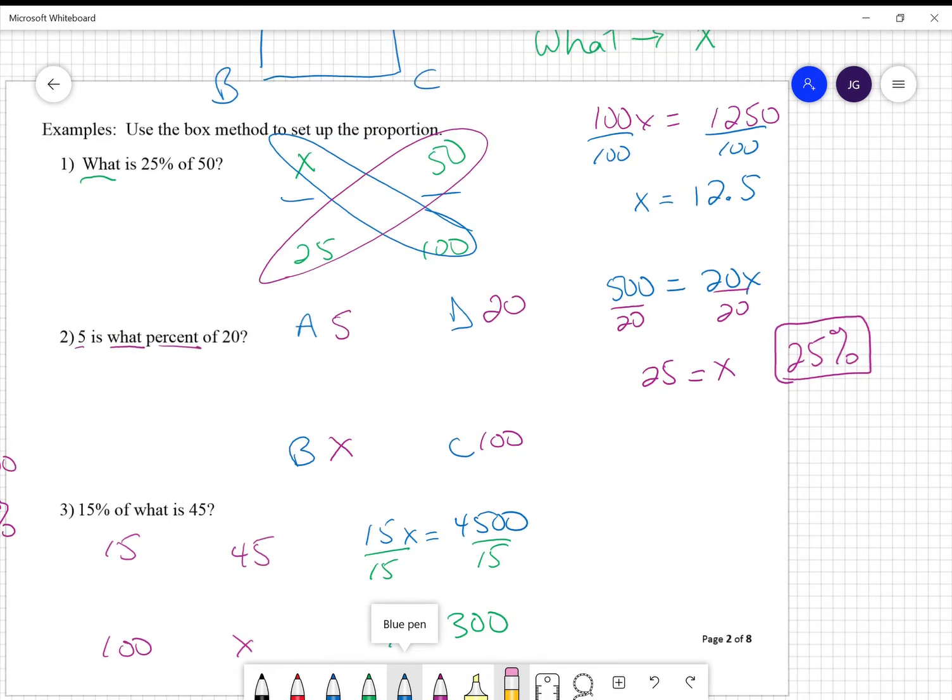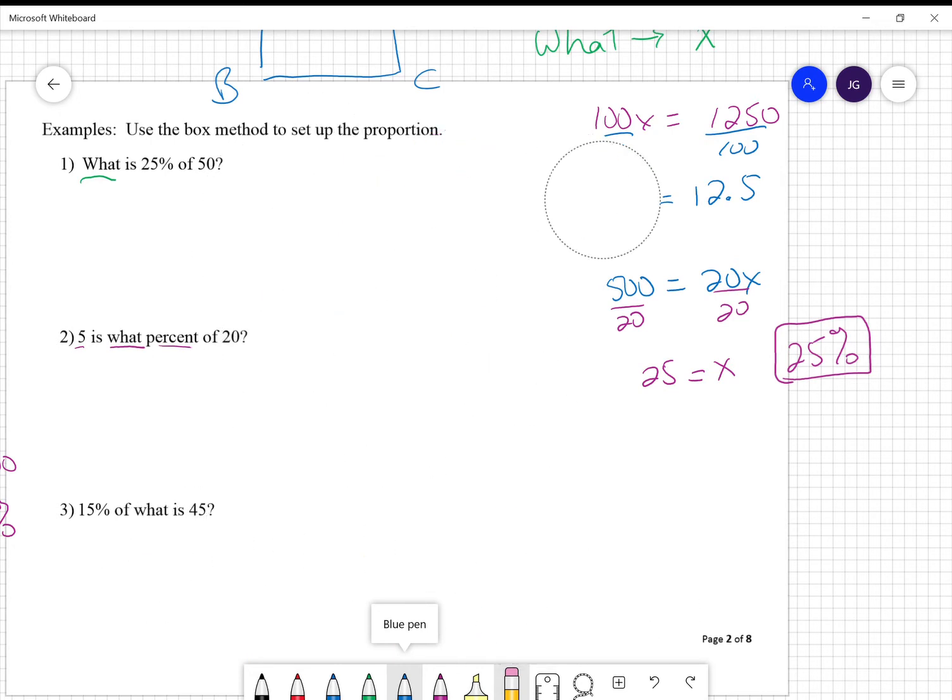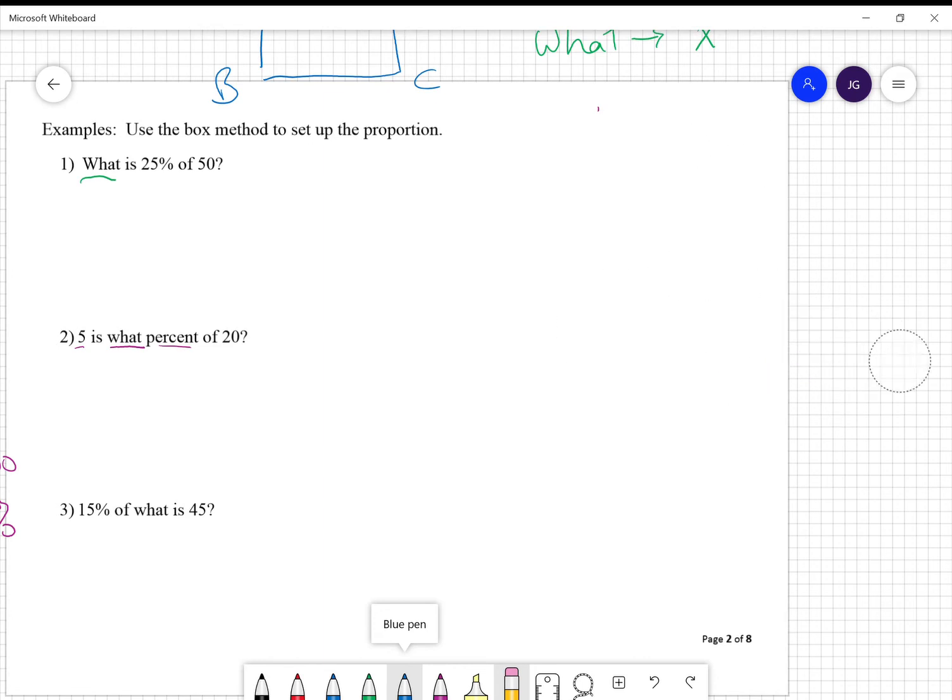All right. Is over of equals percent over 100. The number with is goes on top. The number with of goes on the bottom. The number with percent is the other numerator, and 100 is always the denominator.